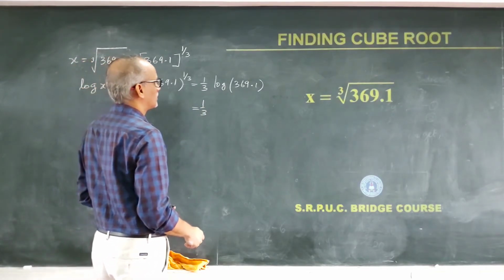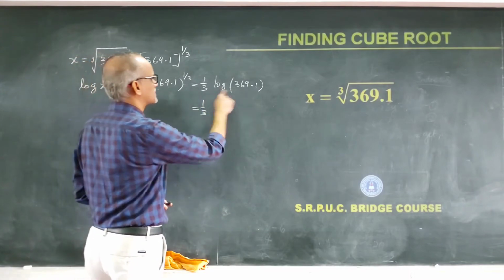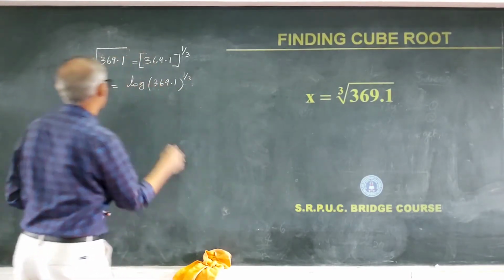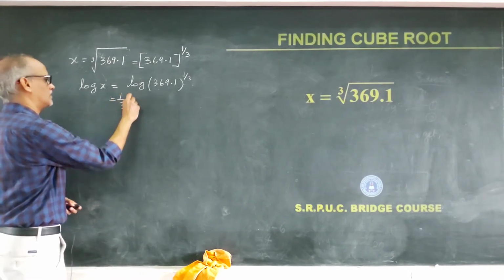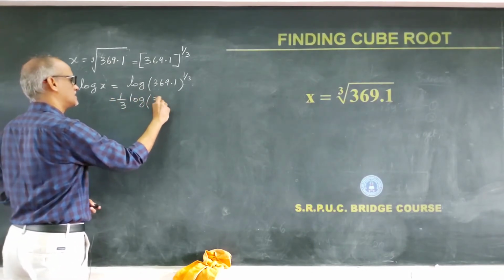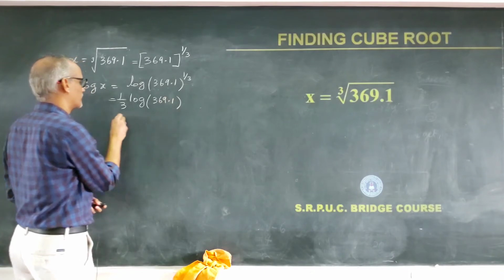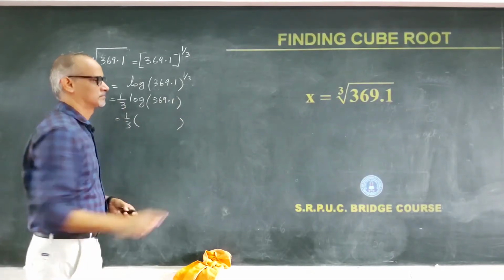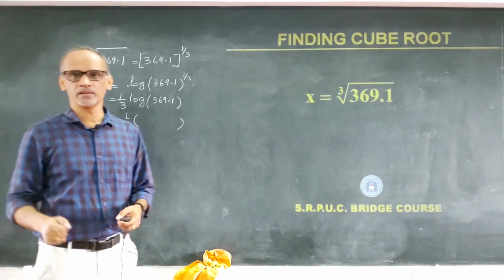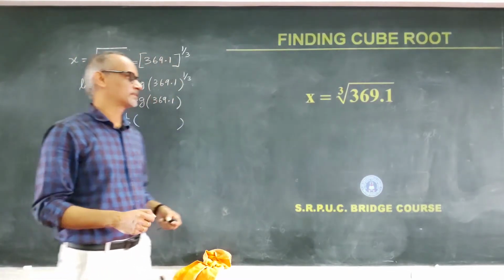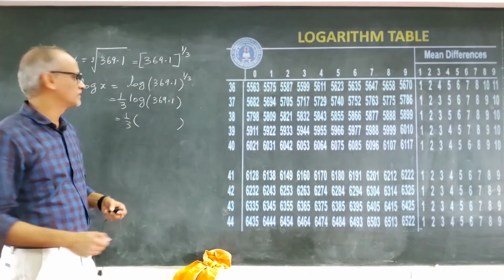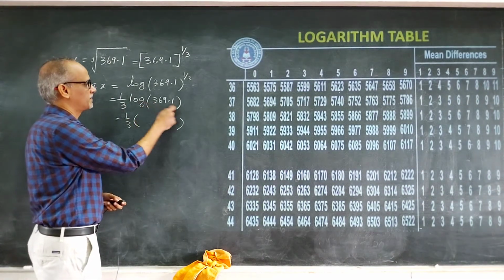Now I want to find the log of this number. Let me write that here, which is 1/3 of log of 369.1. So first I want to find the log. To find the log, we need a log table. So let me display that table here. So this is the logarithmic table, to find the log of this number.